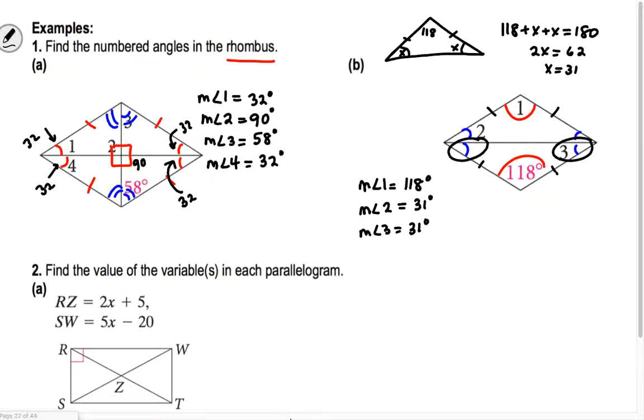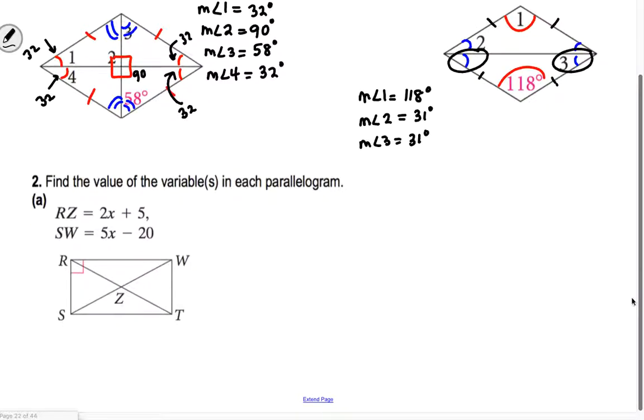All right, so find the value of the variables in each parallelogram. So we have RZ is equal to 2x plus 5. And SW, this whole thing, oops, that's a bad brace, is 5x minus 20. Okay, so we need to set up some kind of equation. So what do you guys think our equation is going to be?